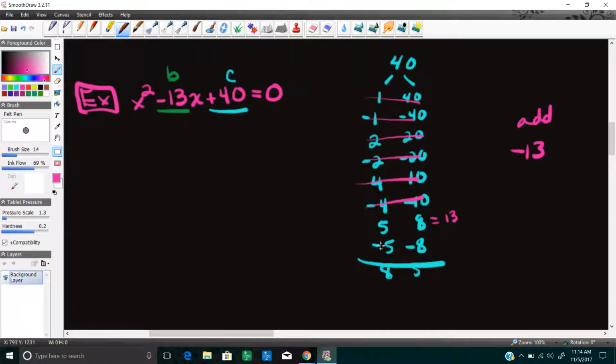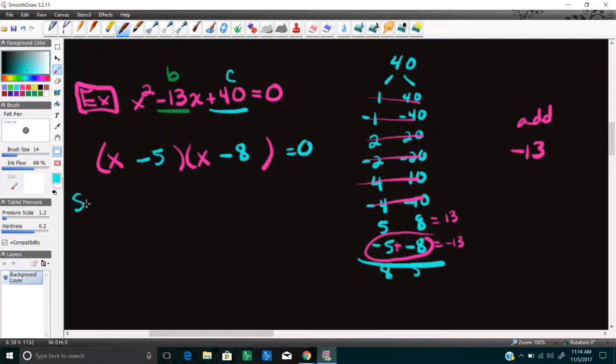So maybe let's look at this one. Negative 5 plus negative 8 would give me negative 13. So this right here is my pair. Okay. So inside my parentheses, remember I have my x's. I'm going to do this pair right here. So minus 5 and then minus 8. And again, this right here is my factored form.